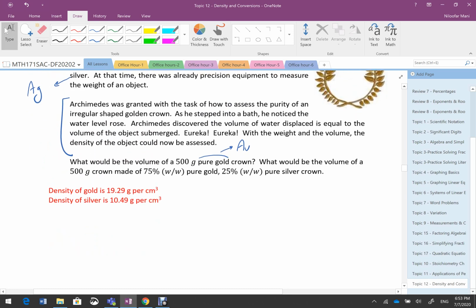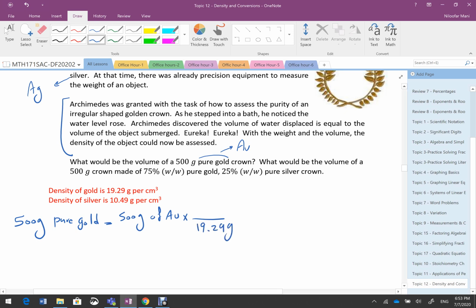Okay, or I can say just gold. So if I have 500 gram of pure gold, it means I have 500 gram of Au. I want to see what the volume is, so I have to use density. Okay, so where is gold?